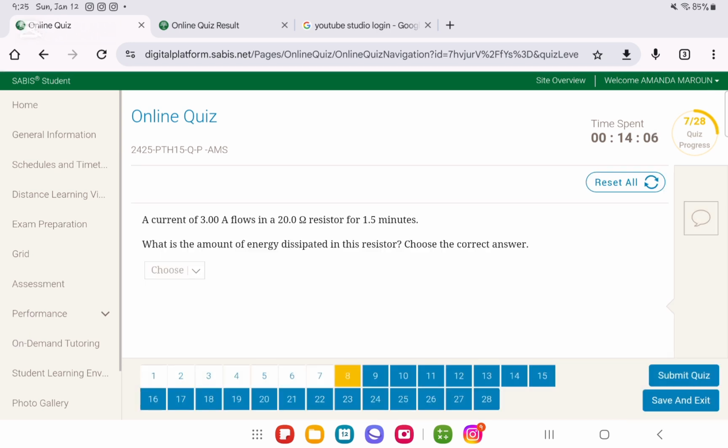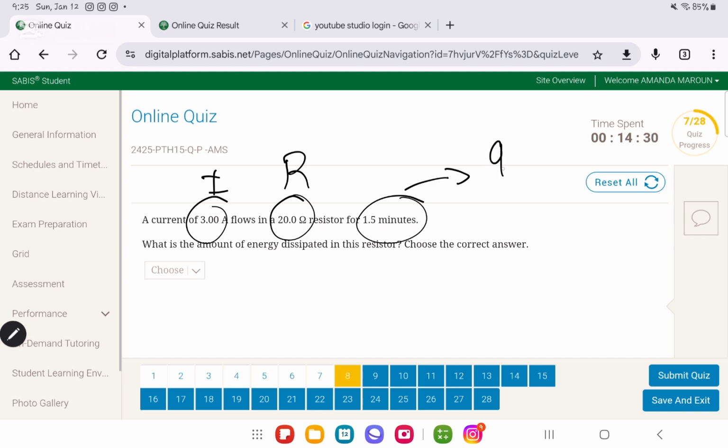Moving on to question number 8. We have the current I flowing in a 20 ohm resistor R for 1.5 minutes. This is the time in minutes, so we will change it to seconds by doing 1.5 times 60 seconds, which is then 90 seconds. Now, they need the amount of energy dissipated. Energy dissipated means energy lost or heat lost in this resistor.